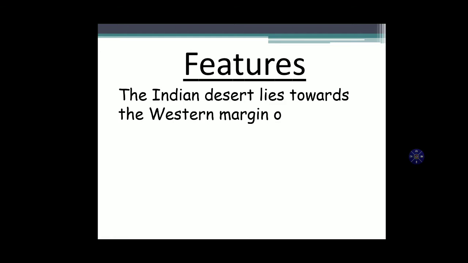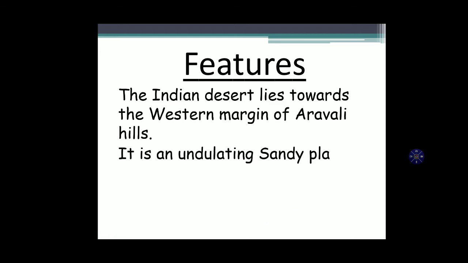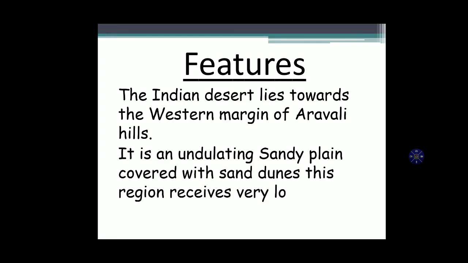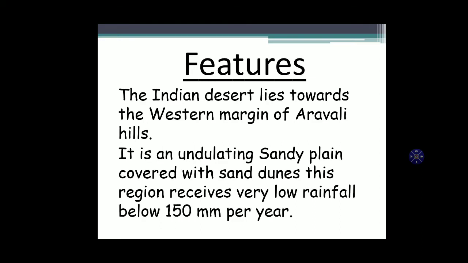Features of it: the Indian Desert lies towards the western margin of the Aravalli Hills. It is an undulating sandy plain covered with sand dunes. This region receives very low rainfall, below 150 millimeter per year. When we talk about dunes, a dune is a mound or a ridge of sand or other loose sediments formed by the wind, especially on the sea coast or in the desert.